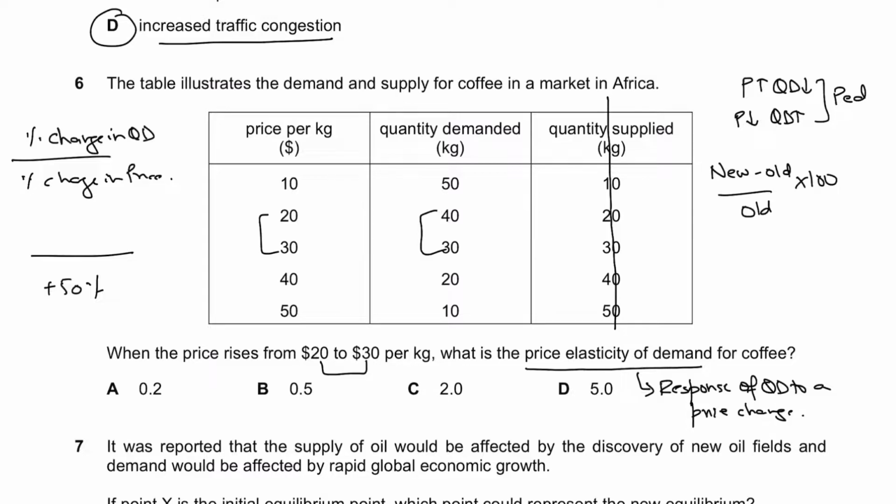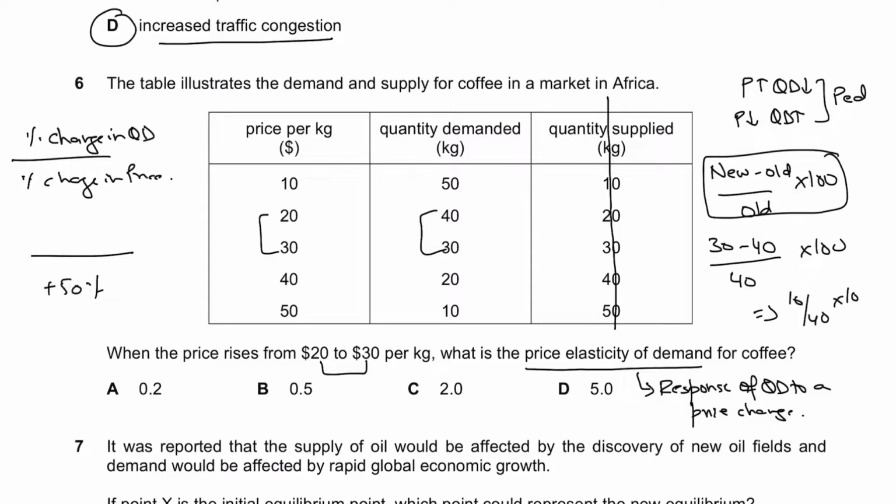So the new quantity is 30 minus the old quantity, which is 40, upon the old quantity, which is 40, times 100. And you can apply this formula to calculate the percentage change in price as well. So the answer to this would be how much? The answer to this would be 25%.